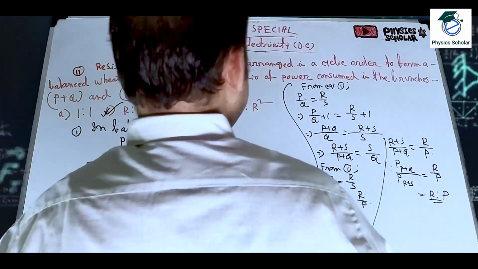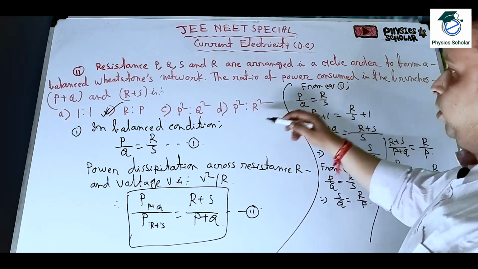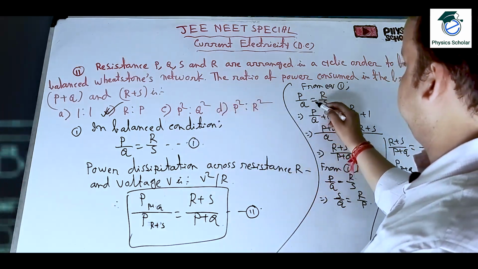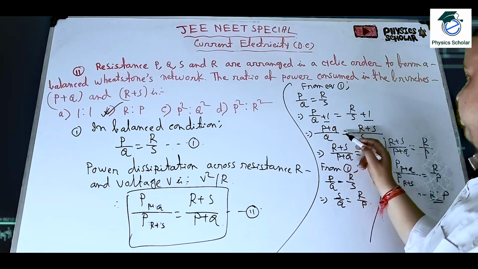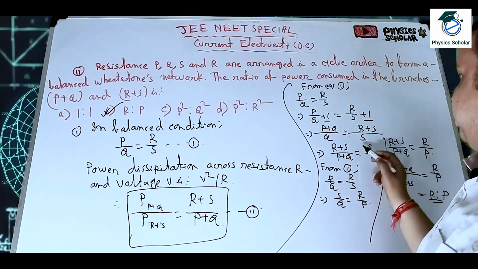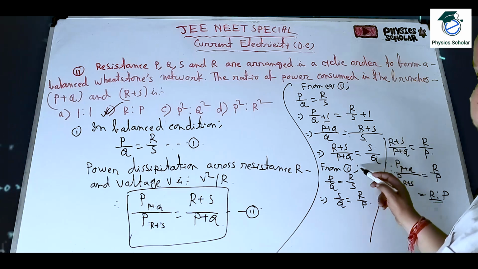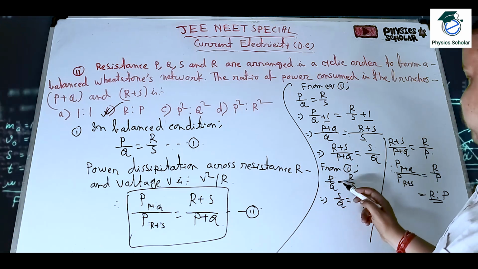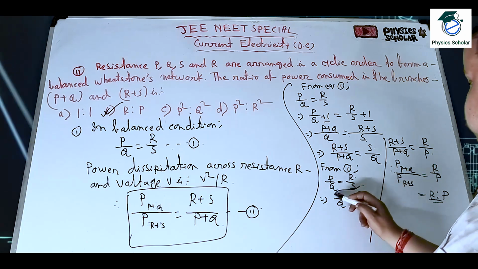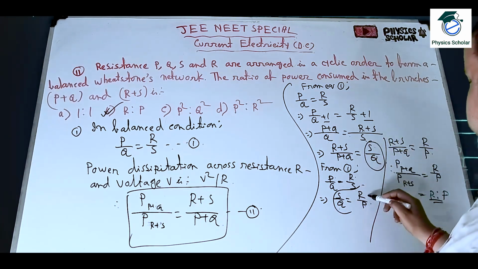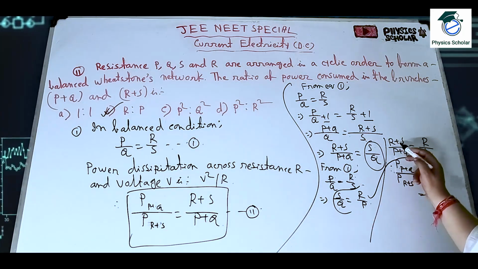Now from equation number 1, what we know? P by Q is equal to R by S. So you add 1 to both sides. P plus Q by Q is equal to R by S plus S by S. So R plus S by P plus Q is equal to S by Q. So from 1, P by Q is equal to R by S, so S by Q is equal to R by P. So instead of S by Q, we write R by P.